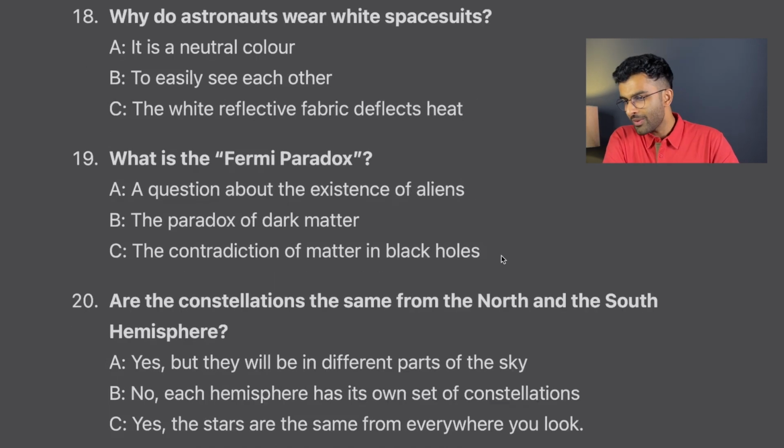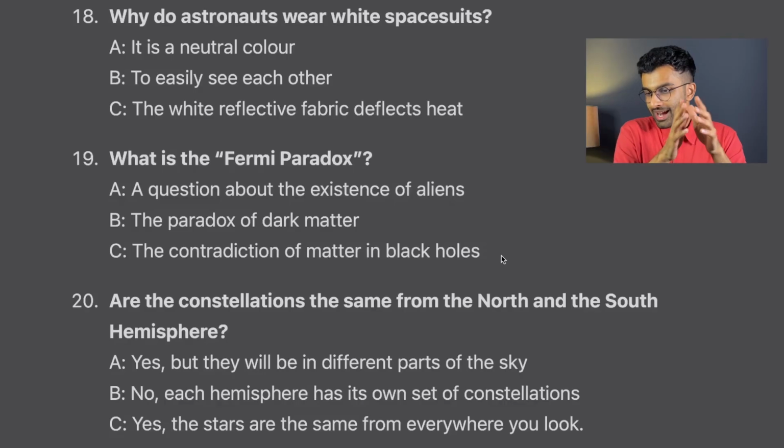Let's move on. So the final question is, are the constellations the same for the north and the south hemisphere? Okay, so the final question is a very tricky one. So think about it. If you stand on the north pole, you'll basically only see the north of the sky. And if you stand on the south pole, you'll only see the south of the sky. But they have not said north pole or the south pole.